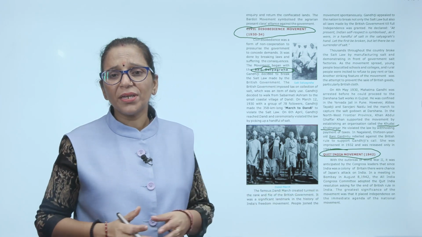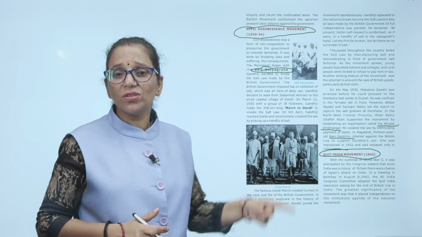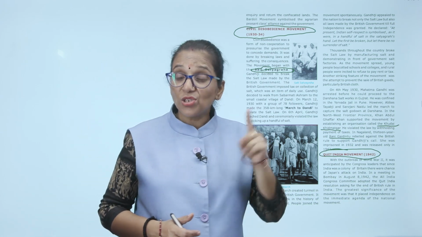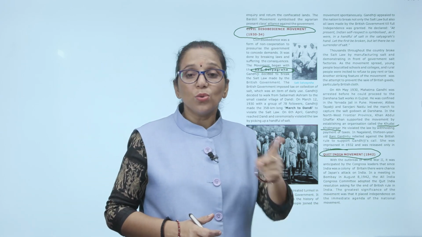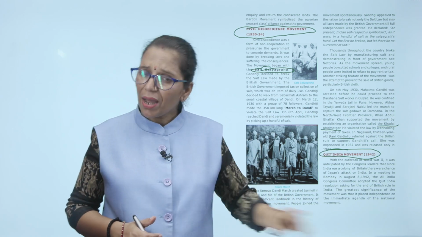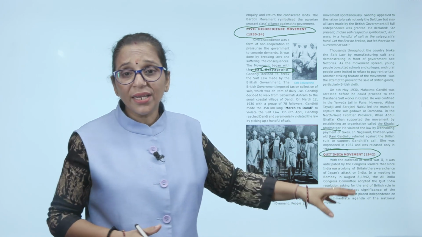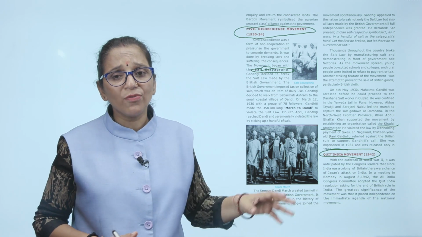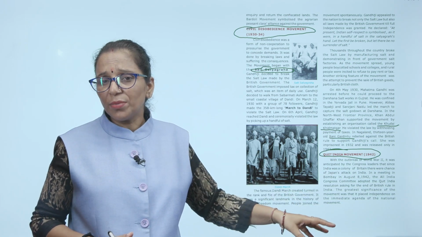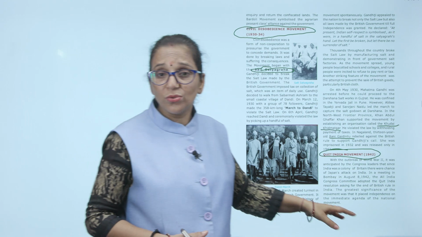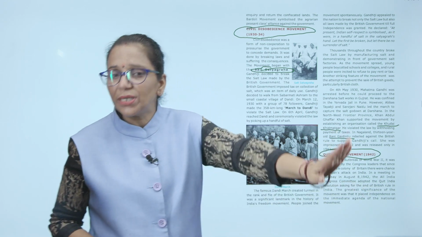So it was anticipated by Congress leaders that since India was a colony of Britain, there was a chance of Japan attacking India. In a meeting in Bombay on August 8, 1942, the All India Congress Committee adopted the Quit India resolution, asking for the end of British rule in India.